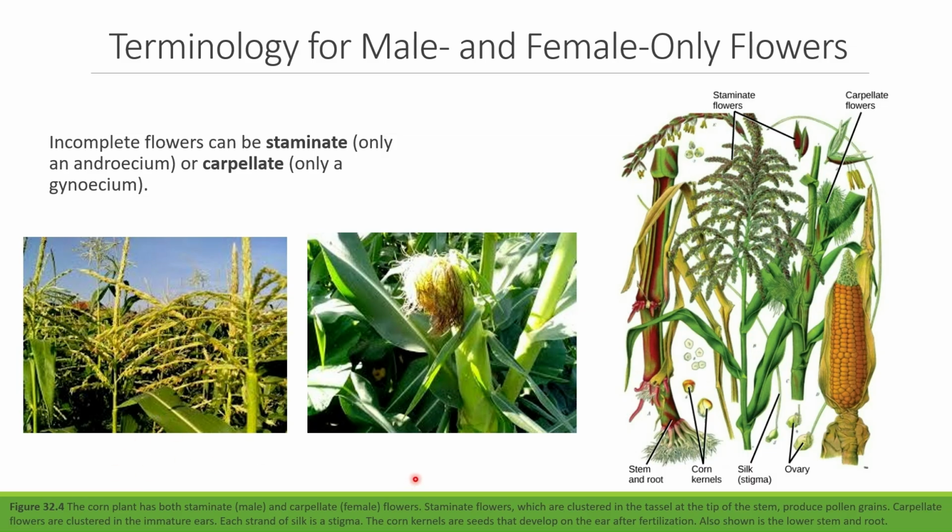The carpellate flowers are clustered in the immature ears, and each long strand of silk extending from the ear is actually an elongated stigma waiting to receive pollen. After fertilization, the corn kernels that develop on the ear are the resulting seeds. The diagram also includes the lower stem and root structures, but we don't need to get into that right now. But this would be an example of a monoecious plant. It's a type of grass. It has these fibrous root structures here, which are a great indication of it. And we'll discuss more about that later, though.